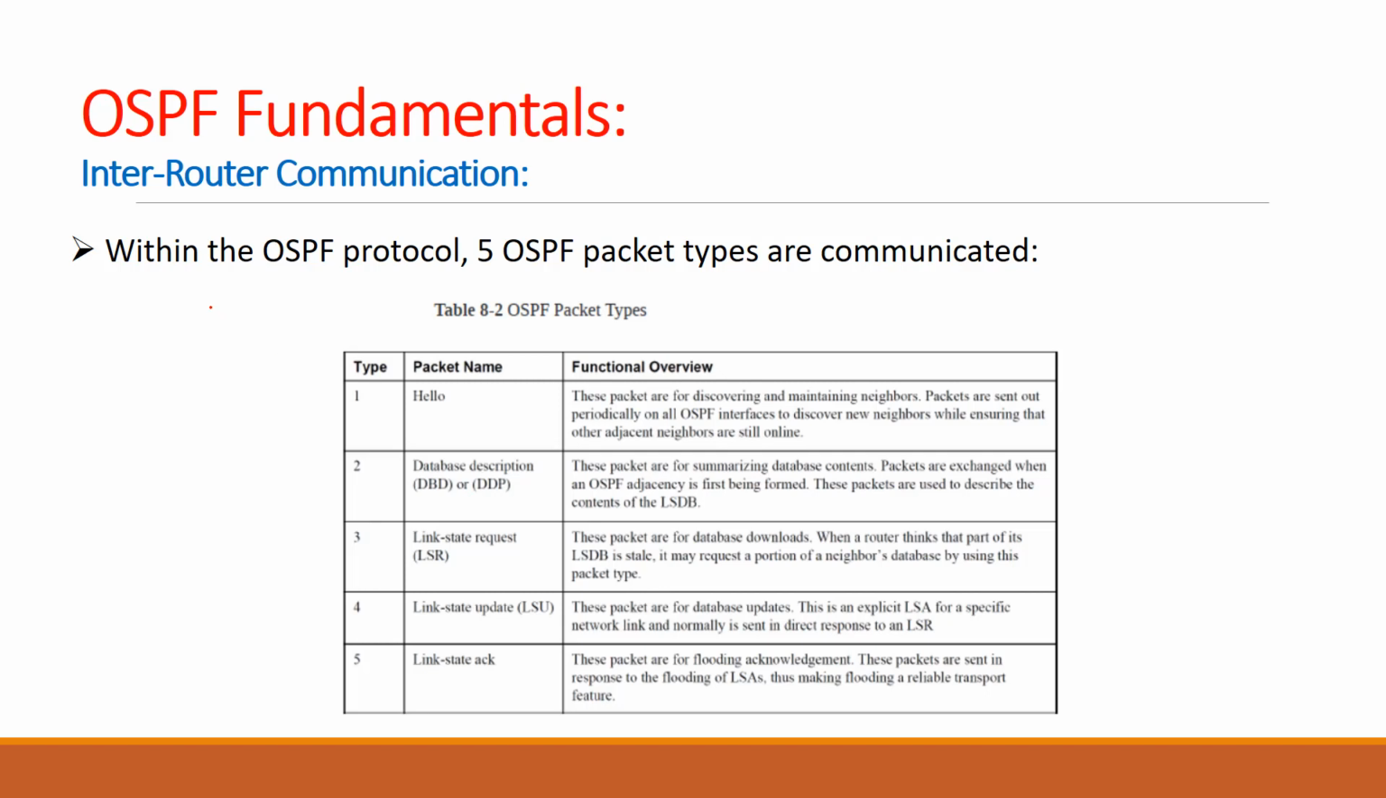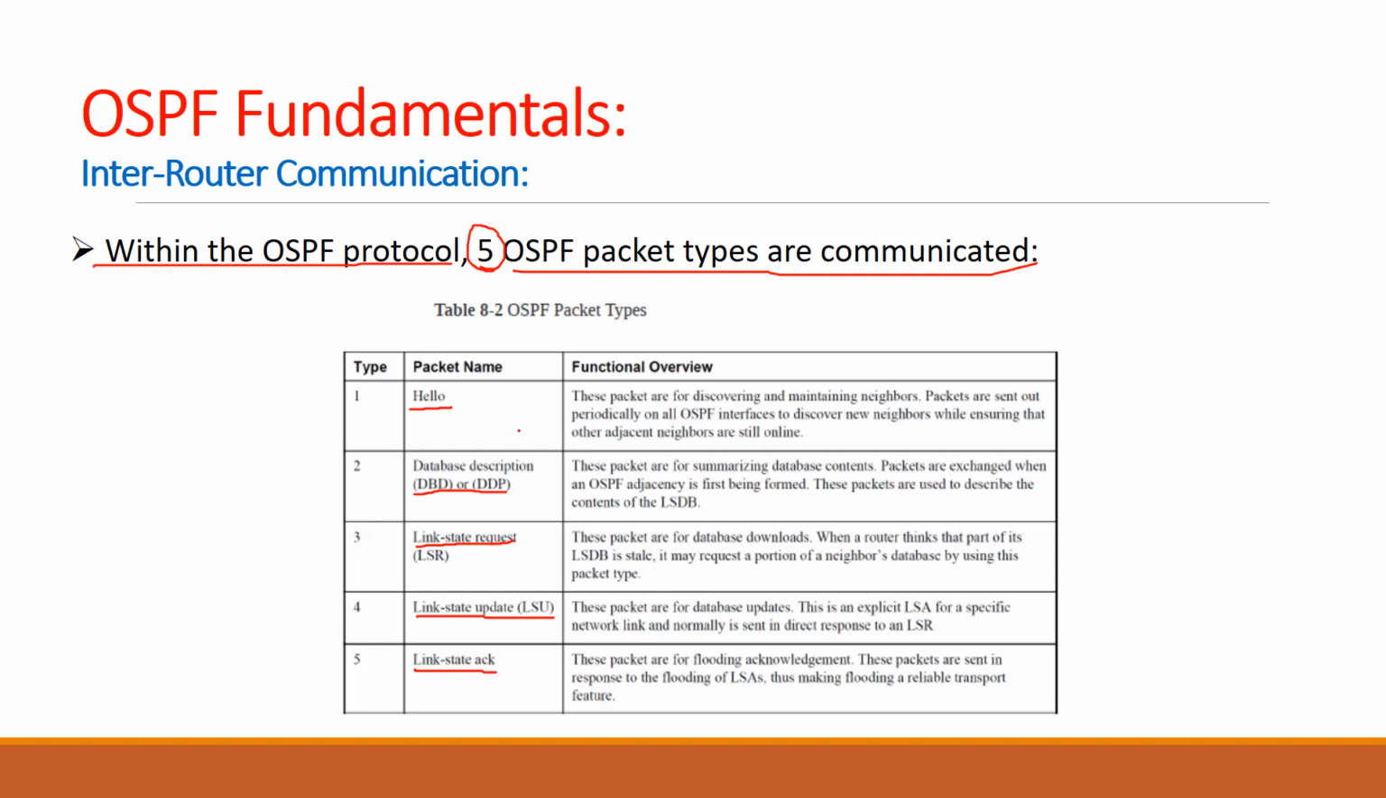Let's see what the types of packets used by OSPF are. Actually, within the OSPF protocol, there are 5 OSPF packet types used in the communication. The first packet is called hello. The second packet is called database description, or DBD or DDB. You can use DBD or DDB for database description. The third packet is link state request, or LSR. The fourth packet is the link state update, or LSU, and the last packet is link state ACK, or LSA.